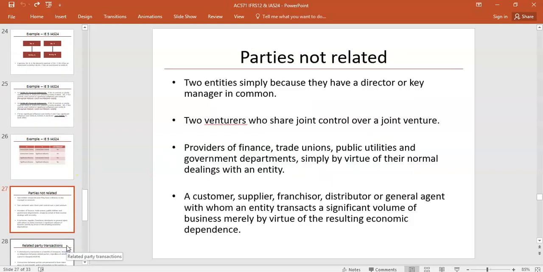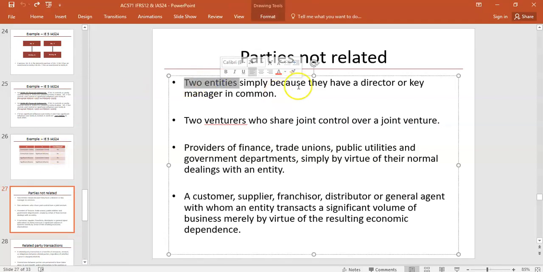Some other common ones that pop up in exams of entities that are not related parties: two companies just because they have a common director. Just because you have a common director, which often happens where one person sits on the board of two, they will not be deemed, just because of that, to be related parties. Two joint venturers who share joint control over a joint venture are not related parties. So if you have two companies who set up a joint venture, they are not related parties just by that. They have to have other reasons to be related parties.